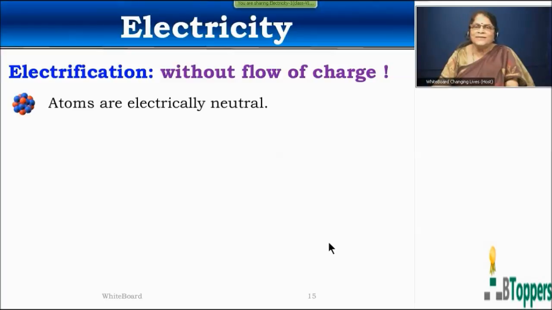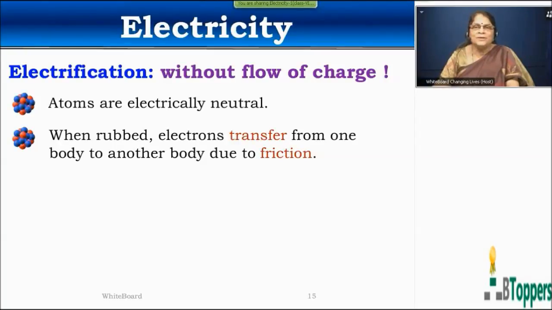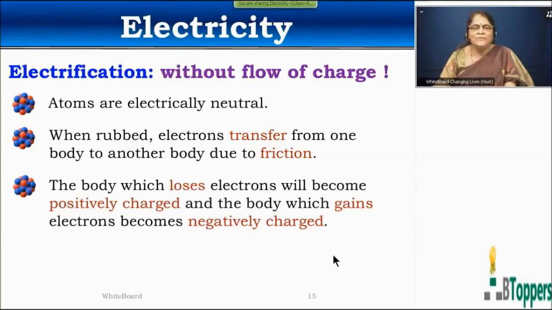All atoms are electrically neutral. As we discussed just now, the quantity of positive charge and the quantity of negative charge always remains the same. Then when two bodies are rubbed, the electrons transfer from one body to another body due to friction. Whenever two bodies come together like this and are rubbed against each other, friction happens. And due to friction, some electrons transfer from one body to the other body. Then the body which loses electrons will become positively charged, and the body which gains electrons becomes negatively charged.